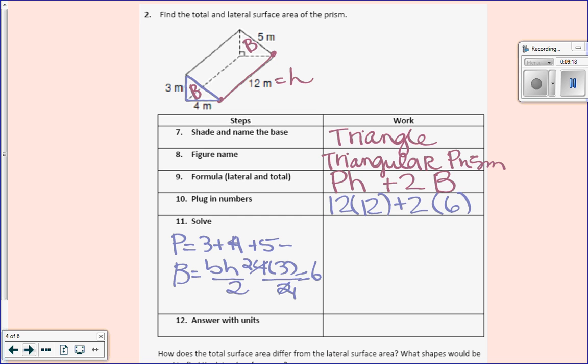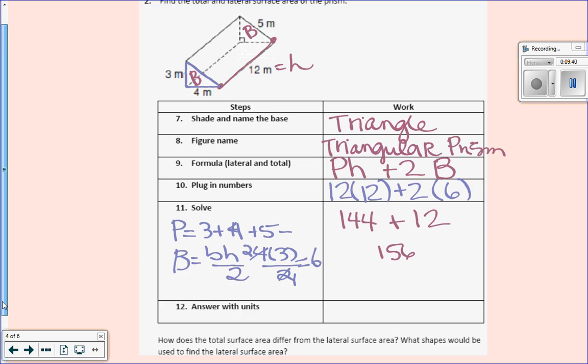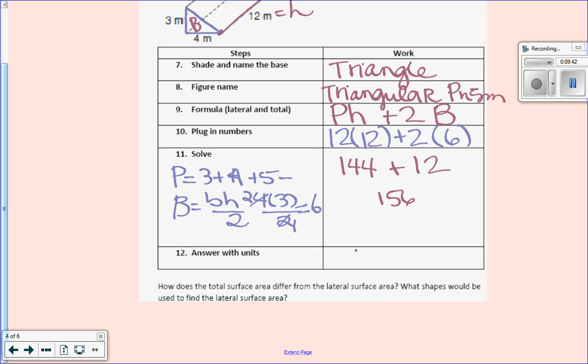Now we're ready to solve. The lateral surface area is 144. Are we good with that? P times H is just our lateral. If we want the total surface area, we include our 2 bases. And then 144 plus 12 is 156. And make sure we include our answer with units. Good. Meters squared. Not bad.